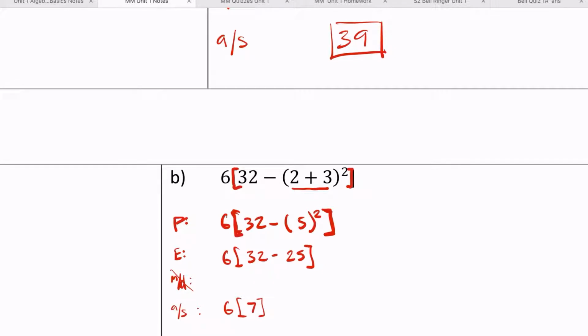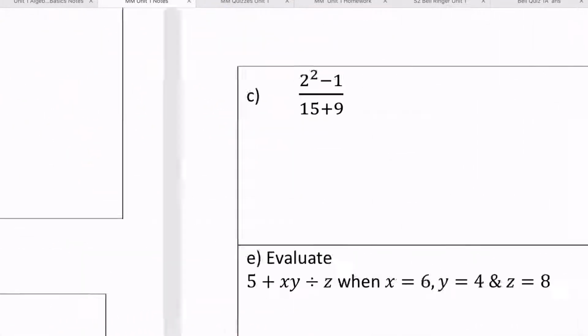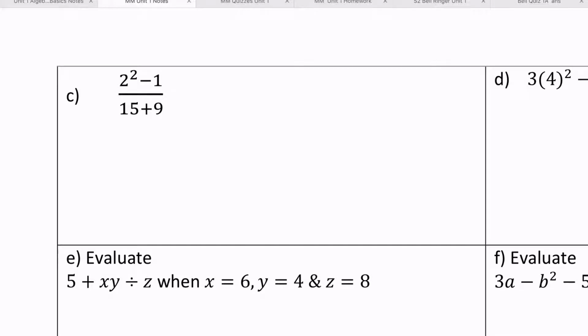you could start again with PEMDAS to make sure you're not missing anything, but all you really have here is 6 times 7. So we'd multiply and get 42. Okay. All right. Next page.